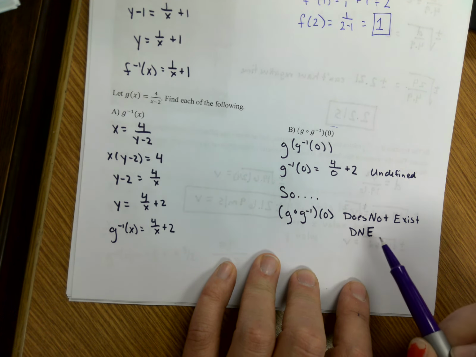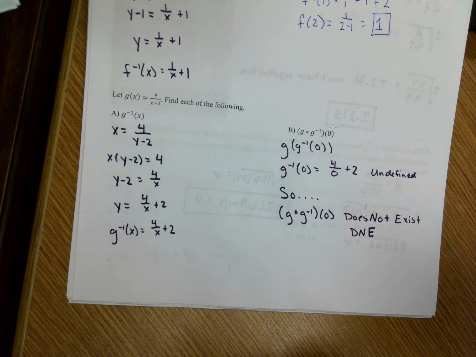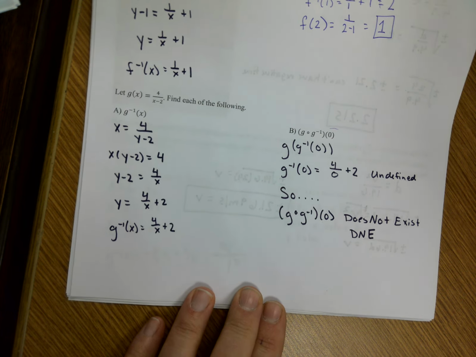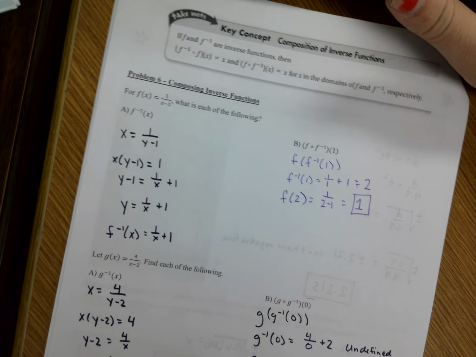You can also do D and E. And there we go. There's our 6.7 inverse functions. Fun stuff.